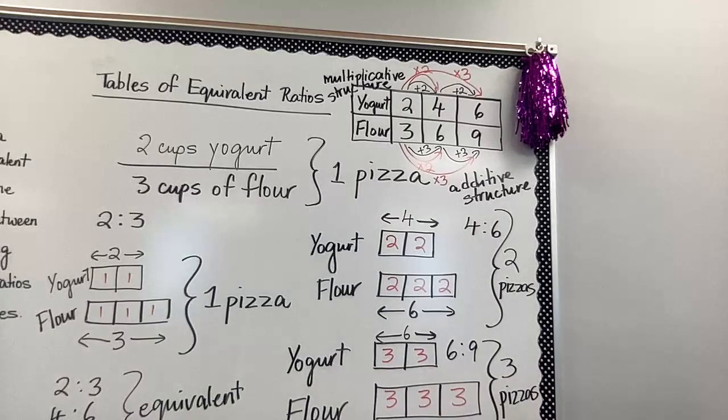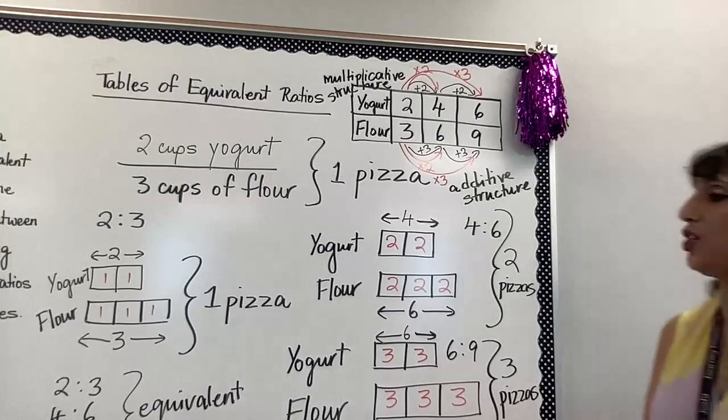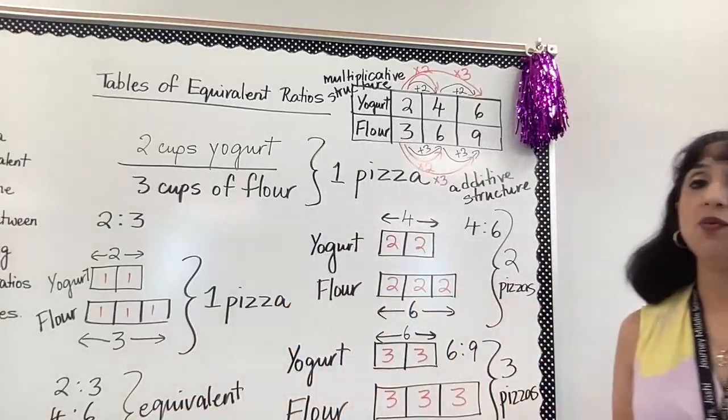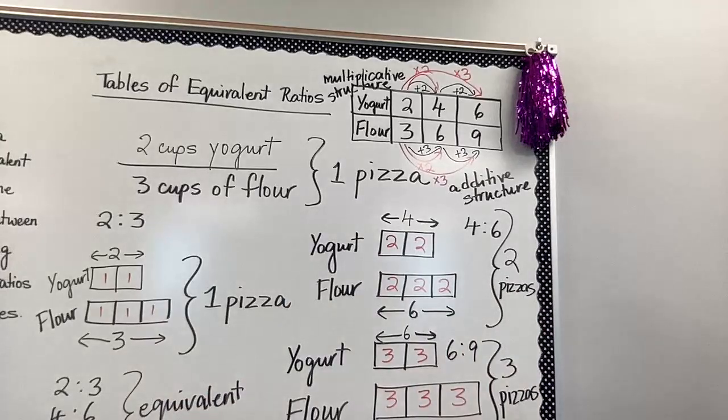And so the process of multiplying each quantity in the ratio by the same number to obtain an equivalent ratio is called scaling that we were talking about. Once again, let me explain that. The process of multiplying each quantity in a ratio by the same number to obtain an equivalent ratio is called scaling. And you can use scaling to extend the ratio table to find the number of cups of each ingredient needed to make additional pizzas. By doing so, you find more equivalent ratios.